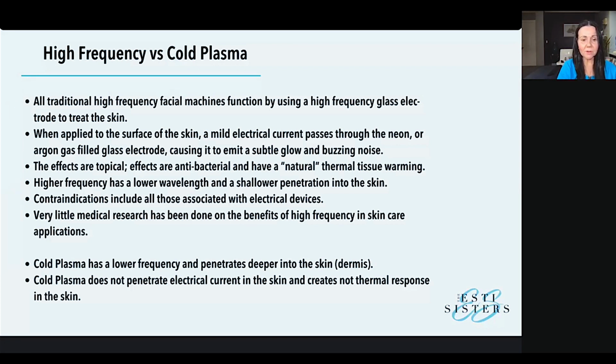Again, we talked about the different frequencies and the ability to penetrate to different levels in the skin. Contraindications to high frequency are going to be similar to other electrical devices, so you definitely would want your clients to sign the waiver for that.